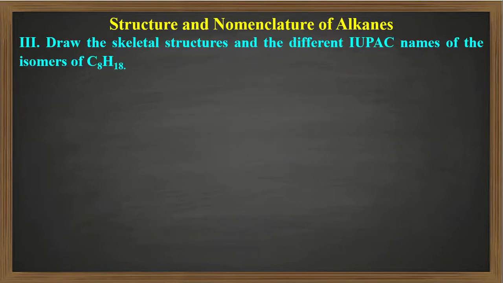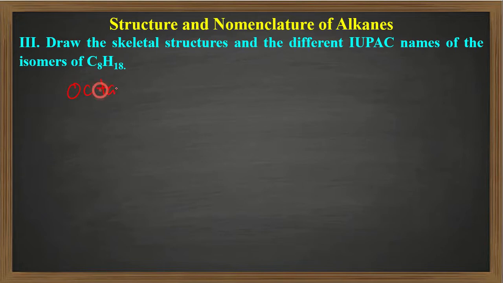Next, the third part of your quiz is to draw the skeletal structure and give the IUPAC names of the isomers of C8H18. Isomers, again, have the same molecular formula but different arrangement of atoms. So C8H18, to be precise, the simplest is octane.